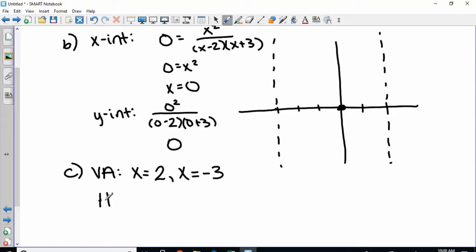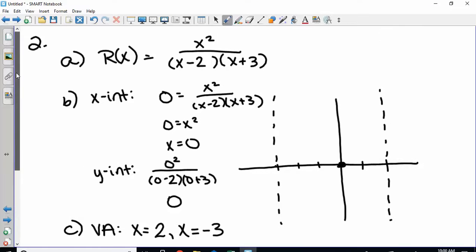Okay, then we have to decide if it's horizontal or oblique. You won't have both, it's one or the other. And that's based off the degree. What's the degree of the top? 2. The bottom? 2. Remember, if the top degree is smaller, our horizontal asymptote is just 0. If it's the same degree, you divide your leading coefficients. So if you look at the original, it was 1x squared over 1x squared. So 1 divided by 1 is 1.